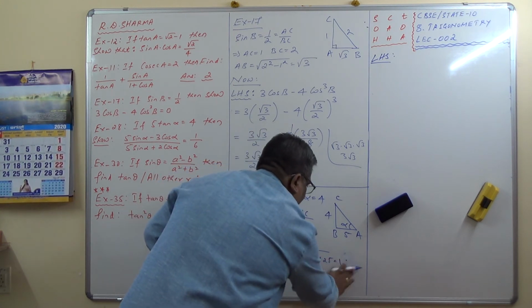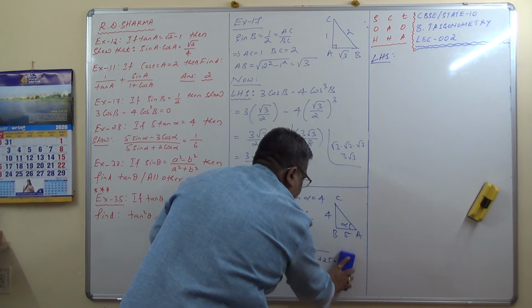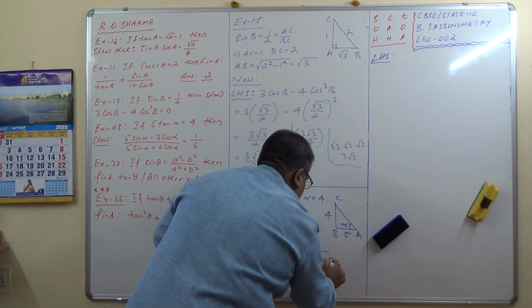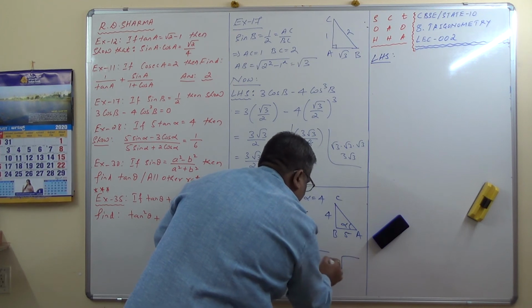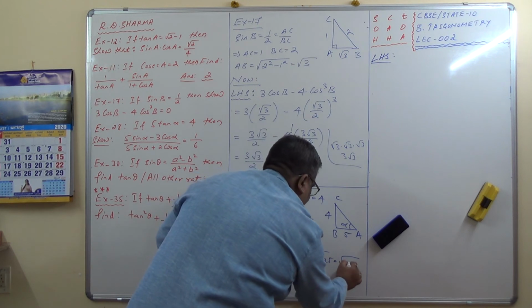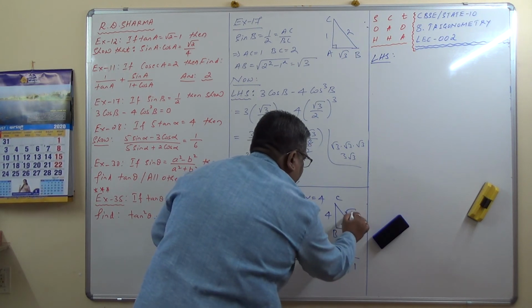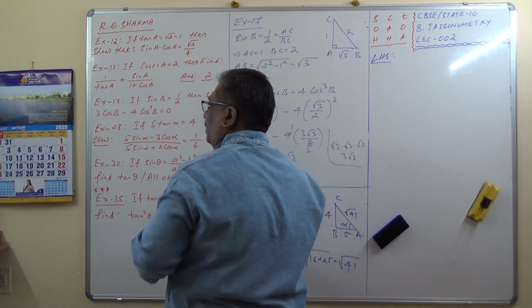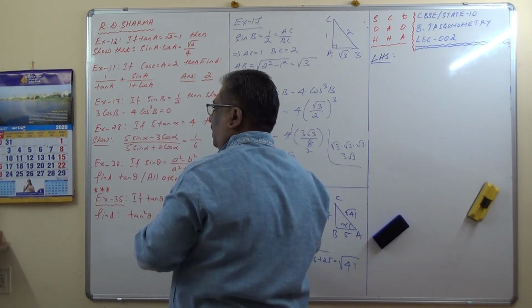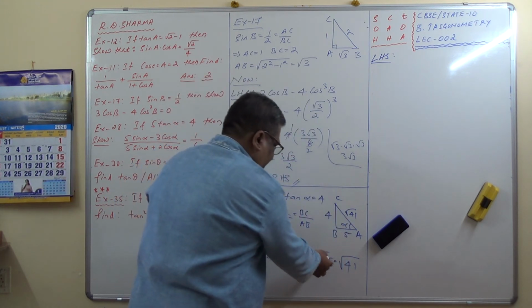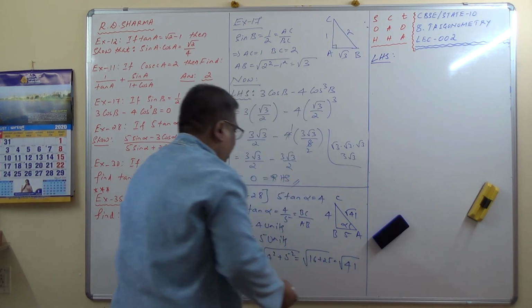Not 49, just a moment. 16 plus 25 is 41, so root of 41. Check whether AC is root of 41. Okay, leave it, no problem. Root of 41 it is.